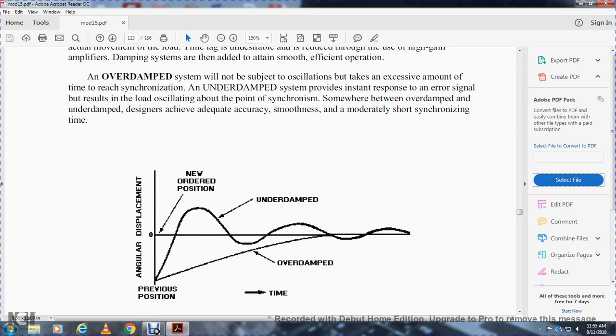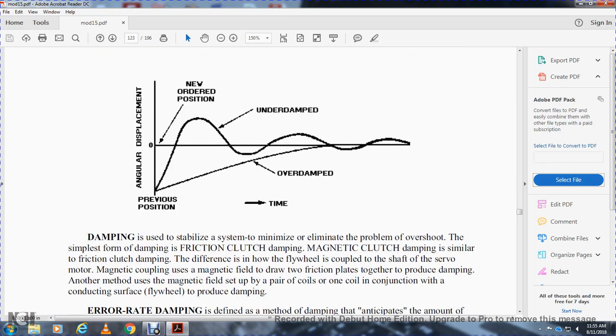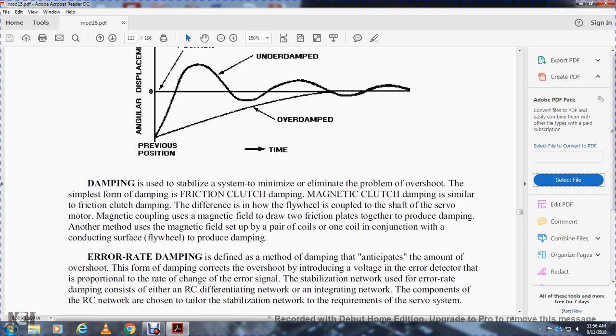The figure shows angular displacement, previous position, new ordered position, underdamping, overdamping, and time. Damping is usually used to stabilize the system and minimize or eliminate overshoot. The system is formed with a friction clutch for damping. The magnetic clutch damping is similar to the friction clutch. The difference is the flywheel is coupled to the shaft of the servo motor, and a magnetic field draws the two friction plates together to produce the damping. Another method using a magnetic field is to pair a coil with the conducting surface of the flywheel to produce the damping.